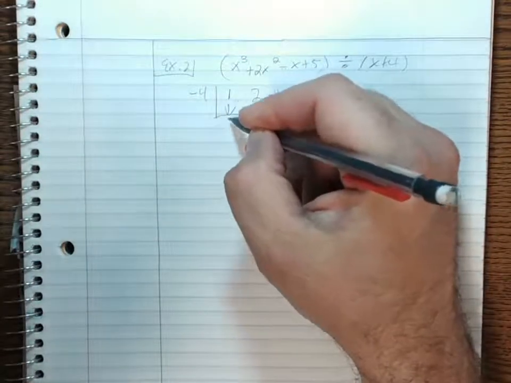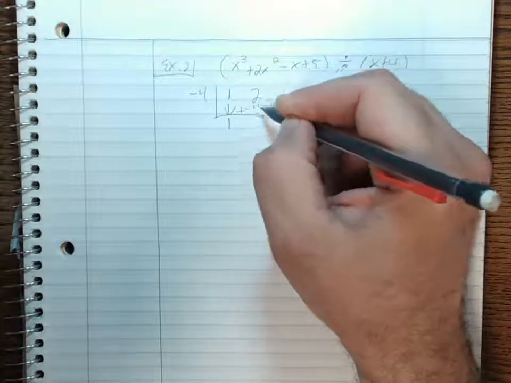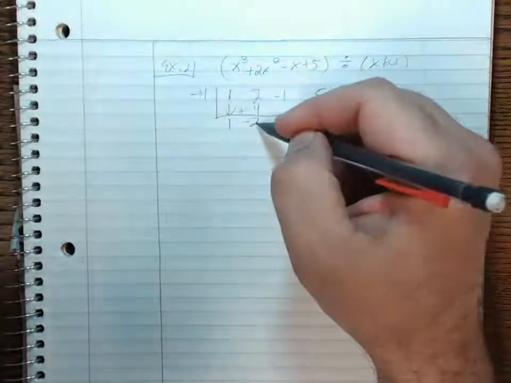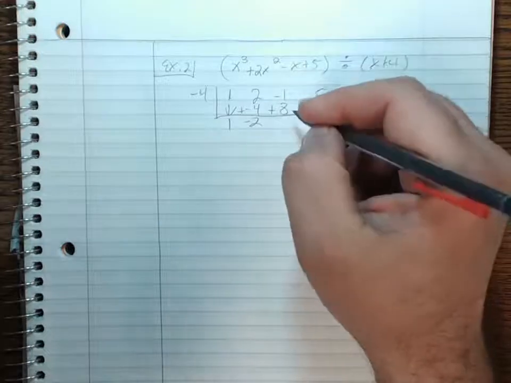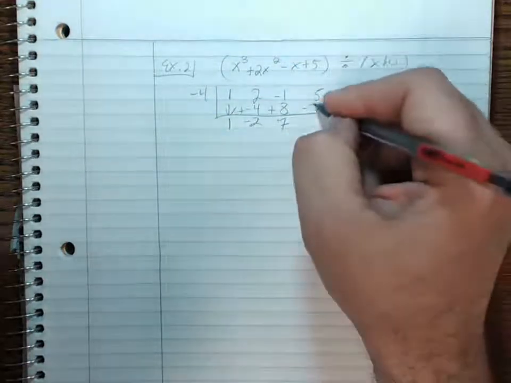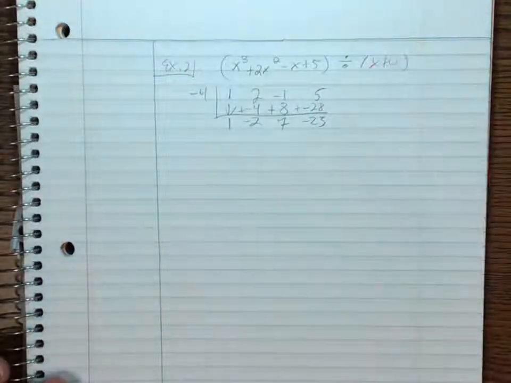We bring down the 1. Negative 4 times 1 is negative 4. And then we add: 2 plus negative 4 is negative 2. Repeat. Negative 4 times negative 2 is positive 8. Add down, 1 and 8 is 7. Negative 4 times 7 is negative 28. Add down, we get negative 23.